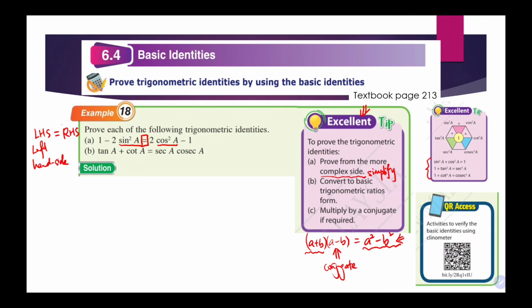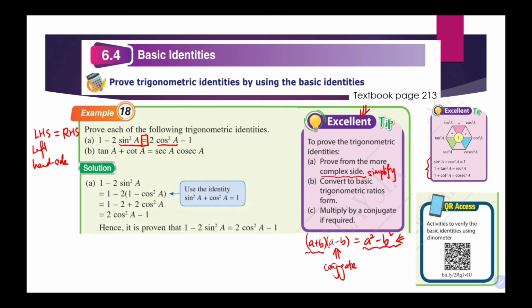Okay, and the RHS will be right hand side. Okay, so if we start from the left hand side, we get 1 minus 2 sine square A equals to... check on your right hand side. You want only function of cosine, no more sine, right? So check out the basic identities here. This is the only basic identity that involves sine square A plus cos square A equals to 1.